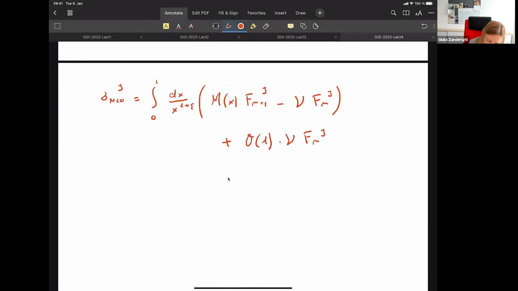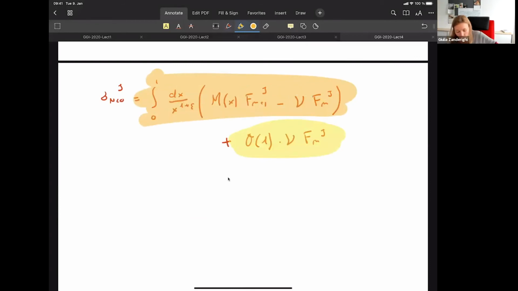So again, this term is now the subtracted virtual that is finite. And this one here, this is the real term. And now you see that for epsilon to 0, the bracket goes to 0. So you can essentially drop epsilon because you subtracted the divergences.